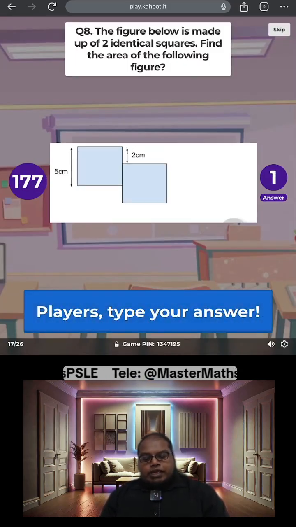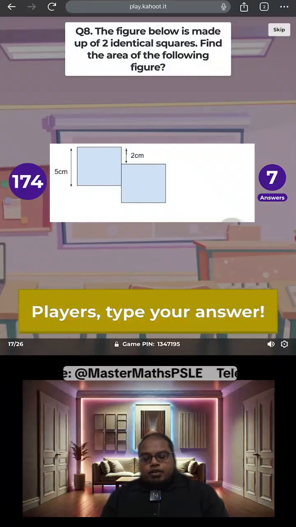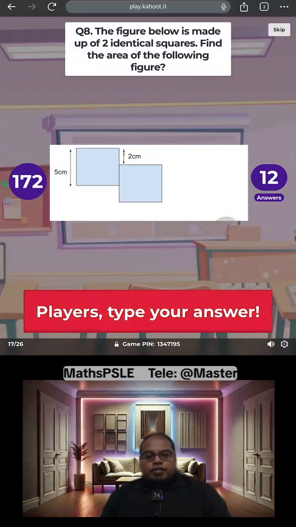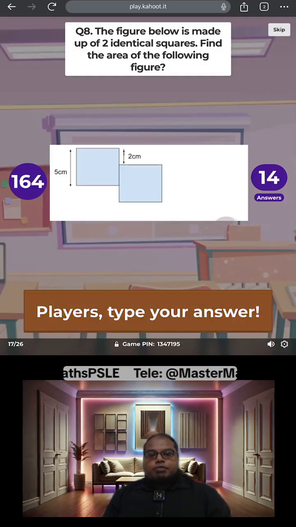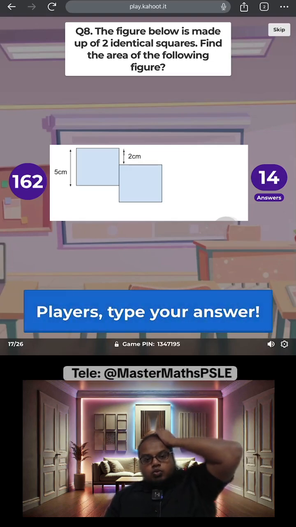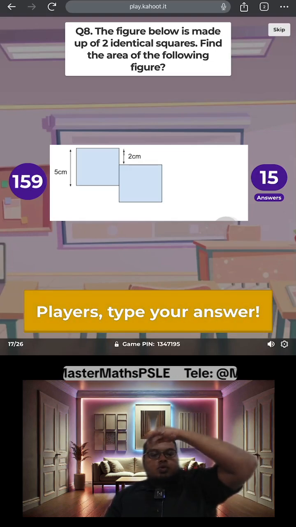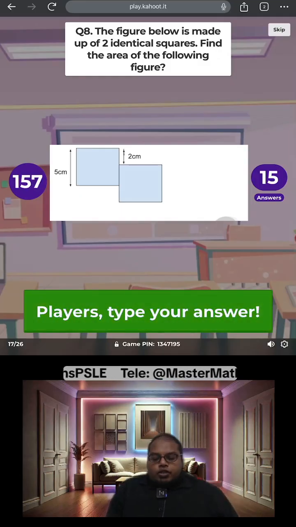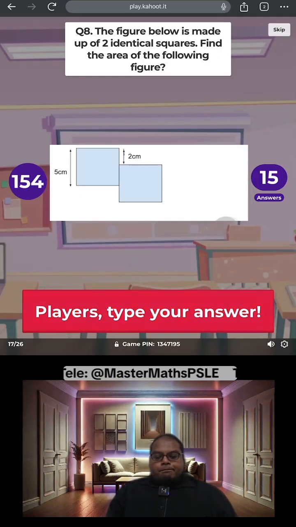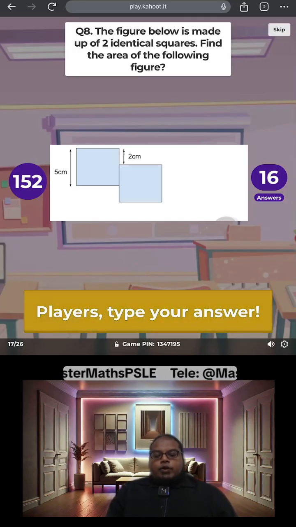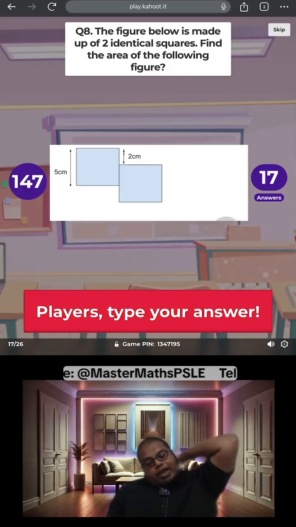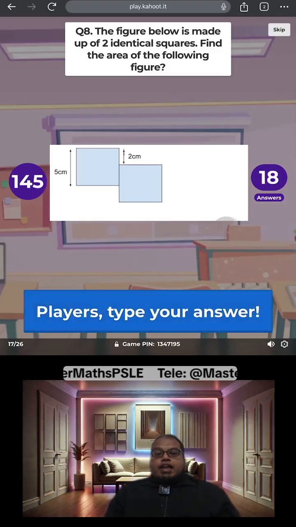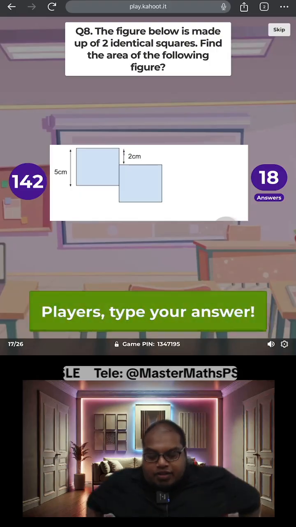Okay, so this is the figure. But do put units. If it's an area, put cm2. Yes, type cm2. Put cm2 for the unit, okay? The figure below is made up of two identical squares. What is a square? And how do you find the area of a square?